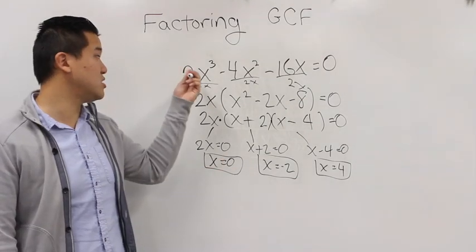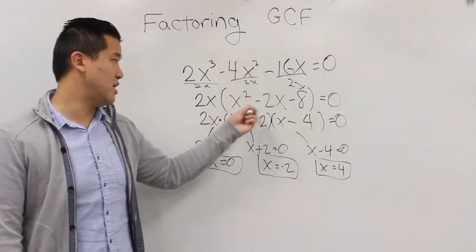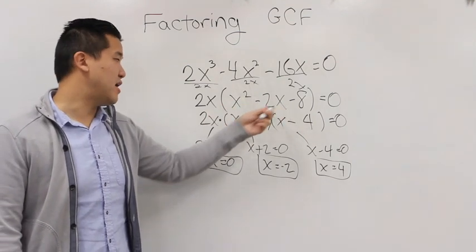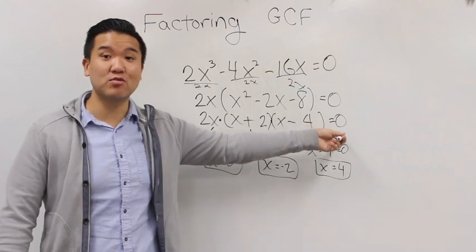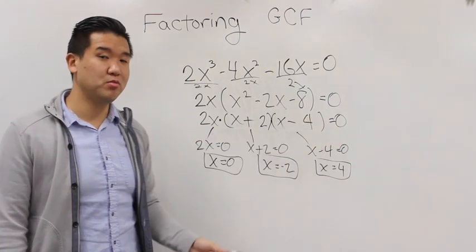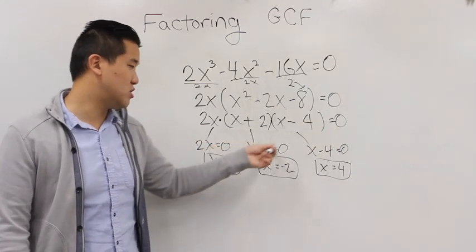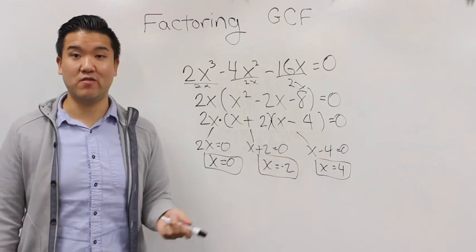So our first step was GCF, so that's important. And then we had this trinomial. We factored that, and because we're solving for my x-intercepts, by letting y equal 0, we're able to set that as an equation and then solve for that.